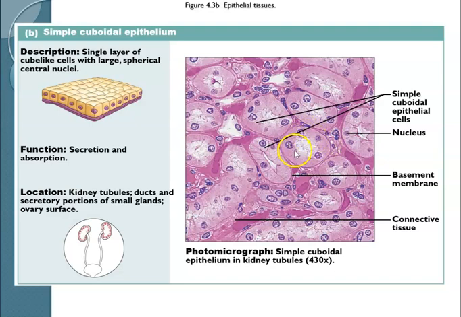In terms of function, secretion and absorption. For location, I usually actually study the locations first. That way it also helps me to picture their function. So in terms of simple cuboidal, you want to say kidney tubules. Again, do not just say kidney, but say kidney tubules. We also find it on the surface of ovaries as well.